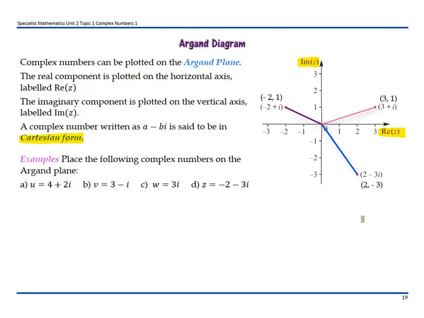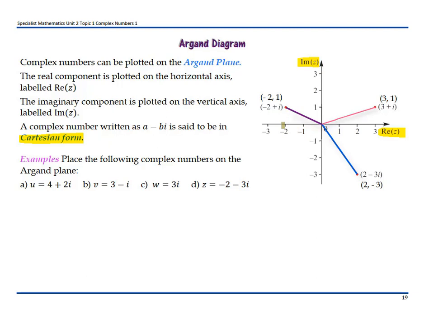And you can see on this Argand plane, I have represented some complex numbers. So 3 plus i is the same as a coordinate (3, 1), 3 across, 1 up. Negative 2 plus i is the same as (-2, 1), negative 2 across, 1 up.